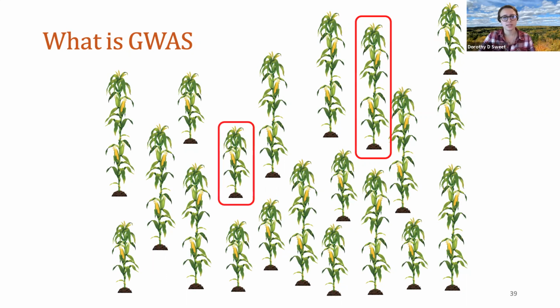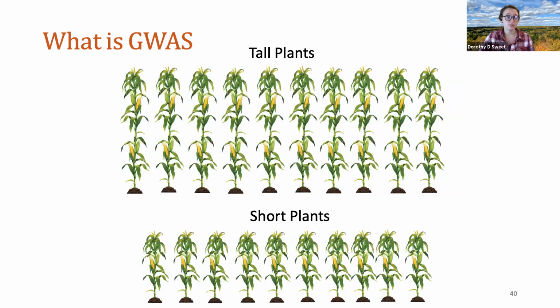Now we are going to be taking all of these corn plants and dividing them by phenotypes into short and tall groups. Now that we have those plants divided by their phenotype, we're going to genotype them, and then identify the consistent differences in genotype between the two phenotypes. These differences in genotype seem to have a connection to plant height in this example.